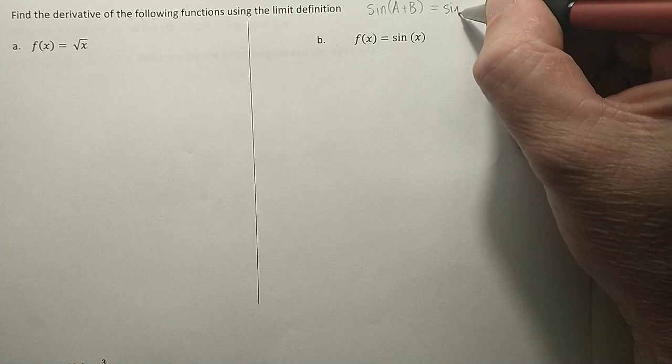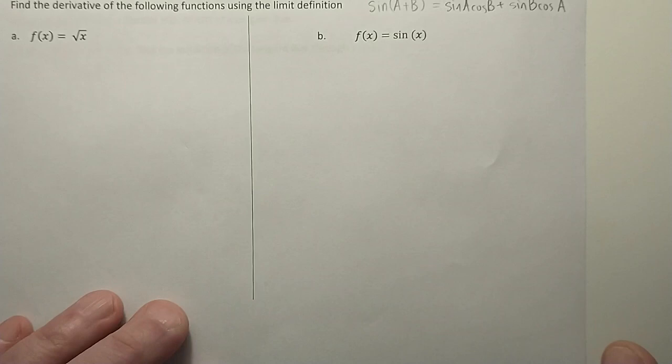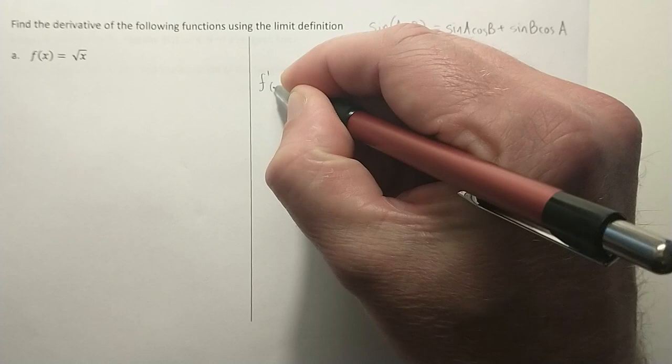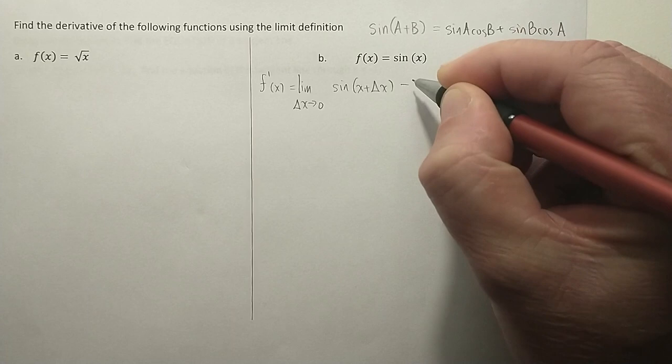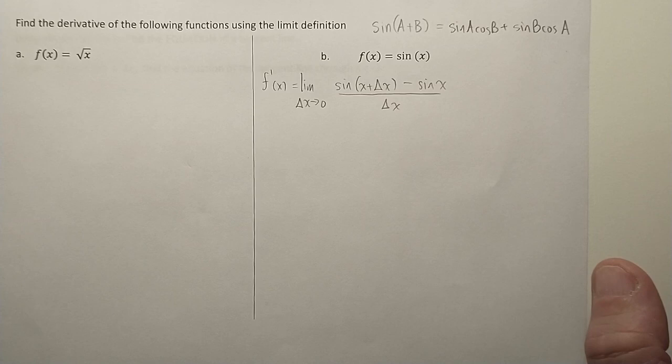sine a cos b plus sine b cosine a. And obviously, we'll be using that with x's and deltas and so on. Okay, so our derivative, f prime, is the limit as delta x tends to 0 of f of x plus delta x, which is this, minus f of x over delta x. Keeping in mind that x isn't going to 0, delta x is going to 0, and x and delta x are not the same.